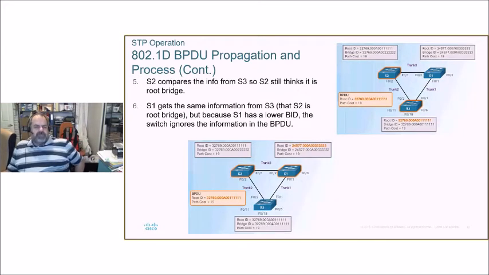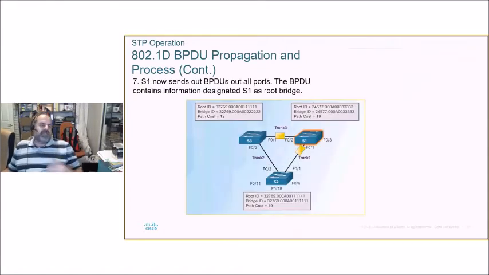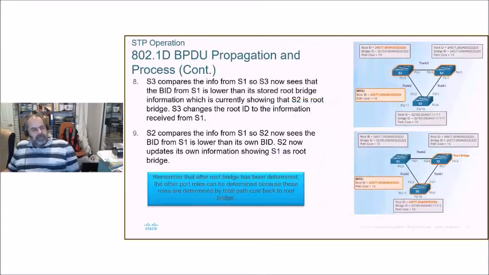S2 compares the info from S3, and so S2 still thinks it's the root bridge. S1 gets the same information from S3, that S2 is the root bridge, but because S1 has a lower bridge ID, it will ignore that as well. Eventually, once S1 has sent out BPDUs, all the other switches will go, okay, it's the root bridge. Now S3 compares the info from S1, and sees that the bridge ID of S1 is lower, so it's the root bridge, and again for S2.